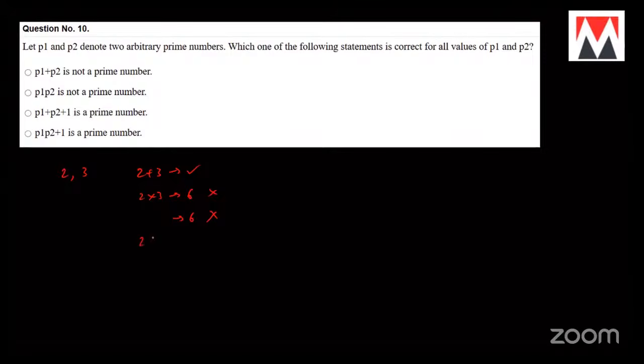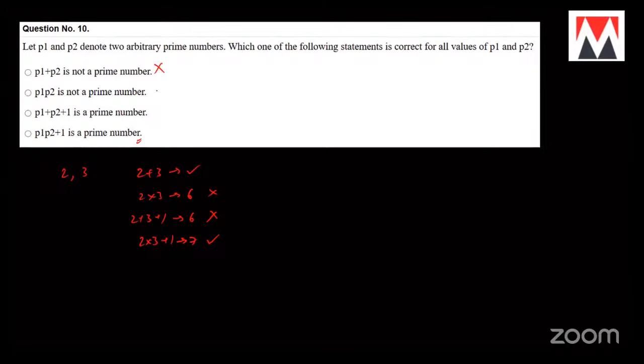Then P1, P2, 2 into 3 plus 1, 7. 7 is a prime number. It is saying P1 plus P2 plus 1 is a prime number. Is it true? 2 plus 3 plus 1 is a prime number. No. So, P1 plus P2 plus 1 is not a prime number is wrong. We got this as a prime number. Then we need to check for other values also.